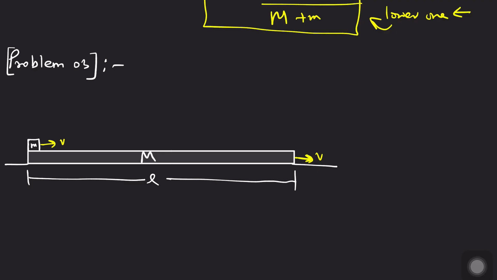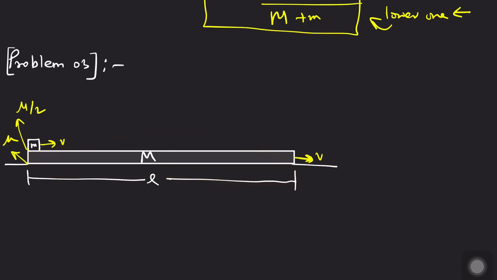Now the friction coefficient between the road and the bigger block is mu, and between the blocks it is mu by 2. Find the time elapsed before the smaller block separates from the bigger block. So they are asking how much time it will take for this block to come off from this bigger plank. This is the problem.